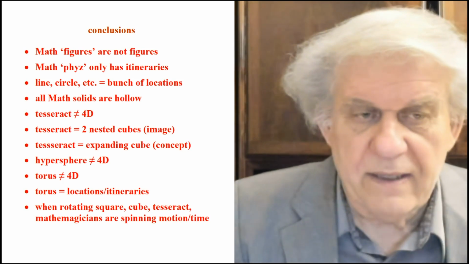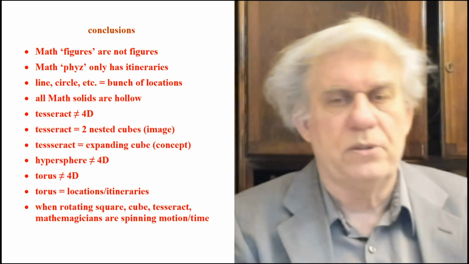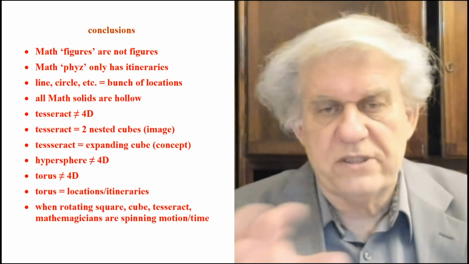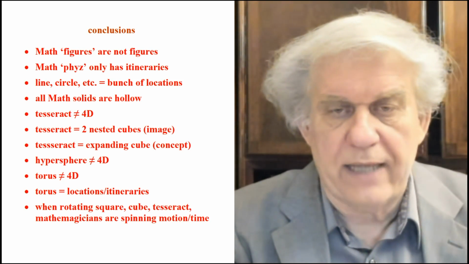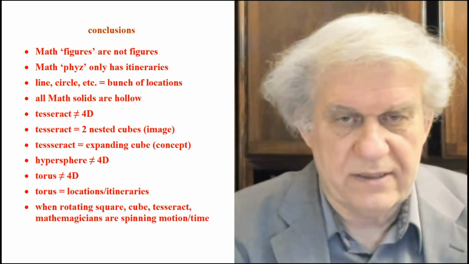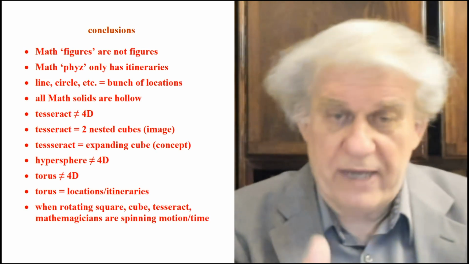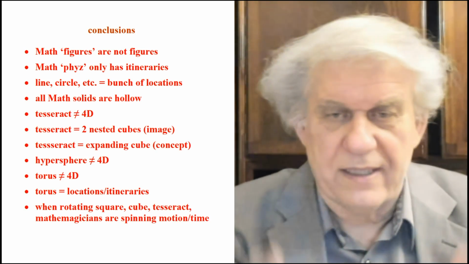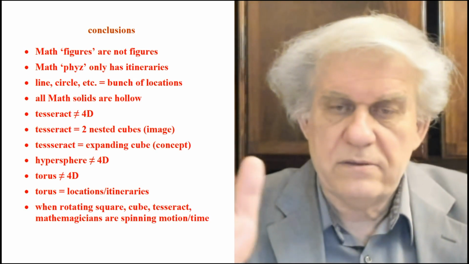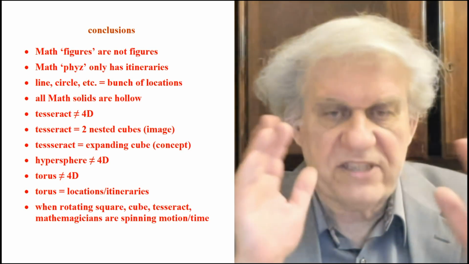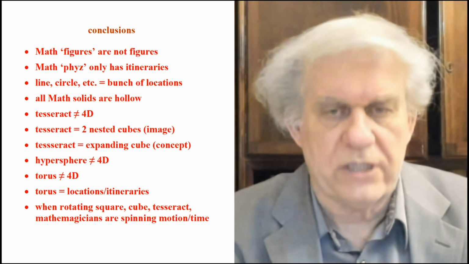Tesseract is two nested cubes. That's the static image. That's what you see there. You see one cube inside another. That's it. And the fact that they built these things in real life, some people have built it with sticks and Legos and whatever. They built two nested cubes. And that's what a tesseract is, objectively, when you have a static image, just two nested cubes.